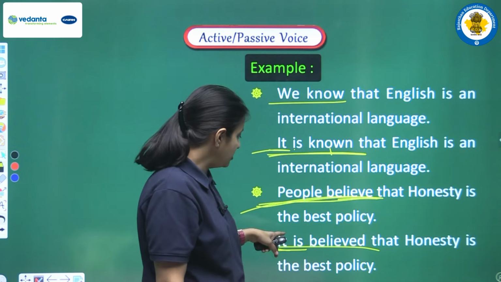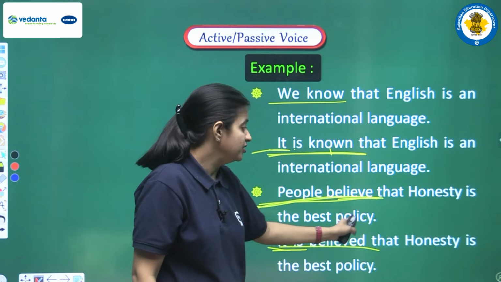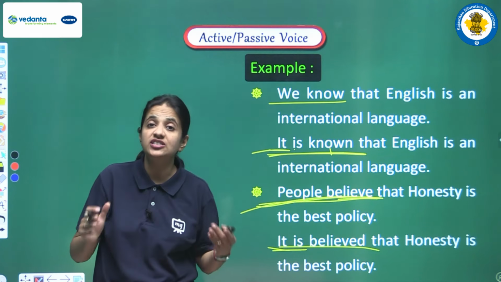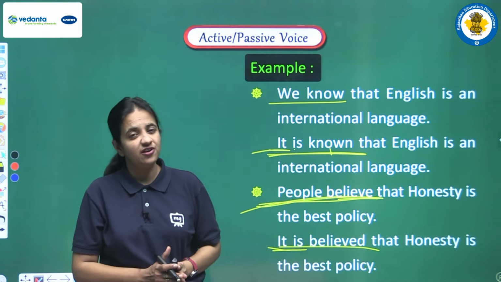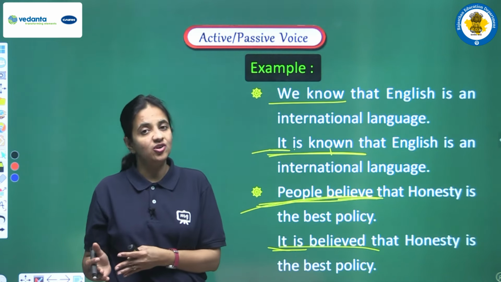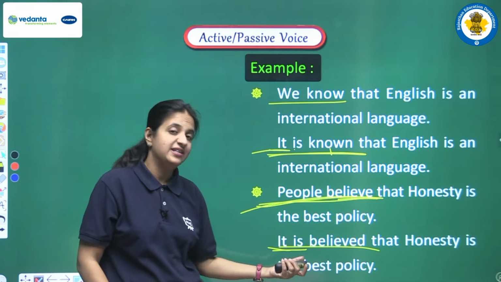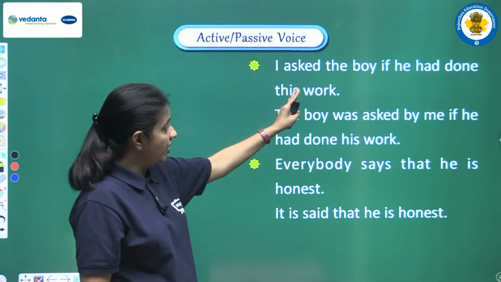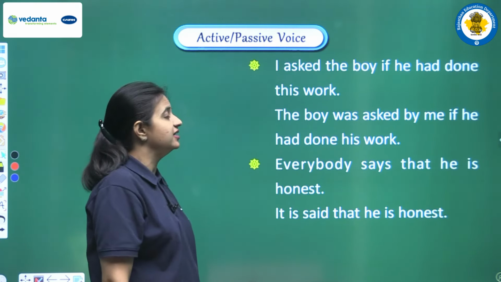So yes, passive voice it will be: it is believed that honesty is the best policy. Subordinate clause में हम कोई changes नहीं करेंगे. We will write जो हमें दिया गया है उसे as it is लिखेंगे, and the main clause will be converted into passive voice. Next, I asked the boy if he had done this work.